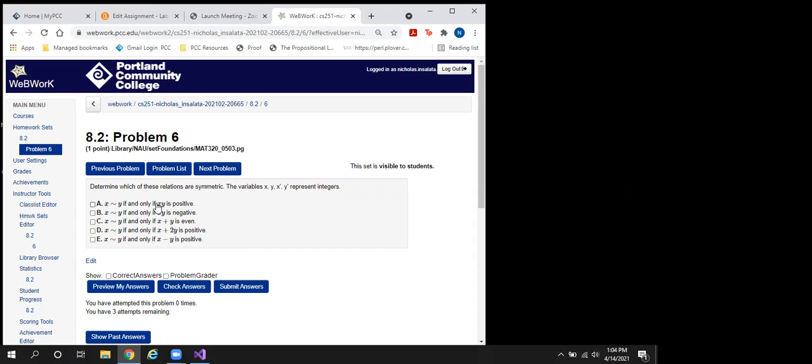Okay, so if and only if x times y is positive. Okay, so if x times y is positive, we're trying to find out if these relations are symmetric. So what question is it asking here for part A?